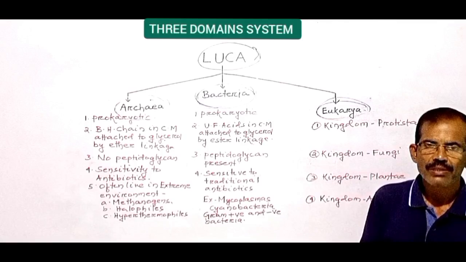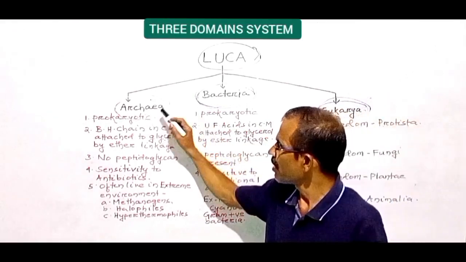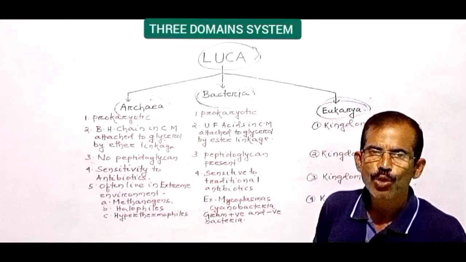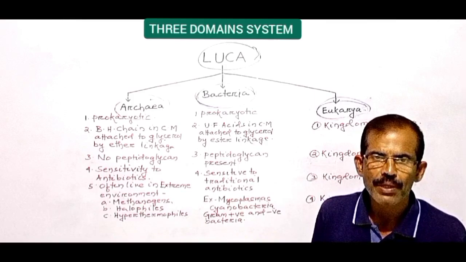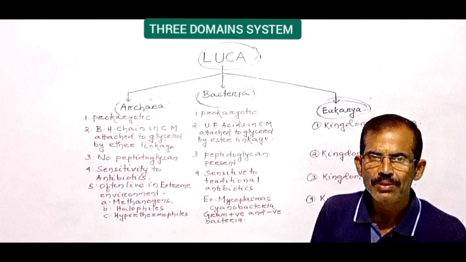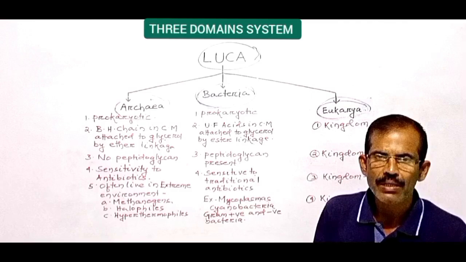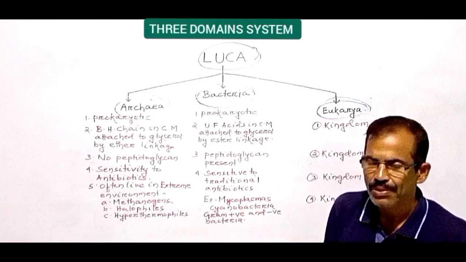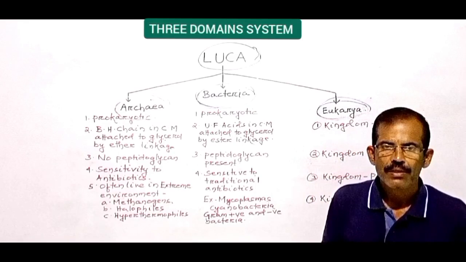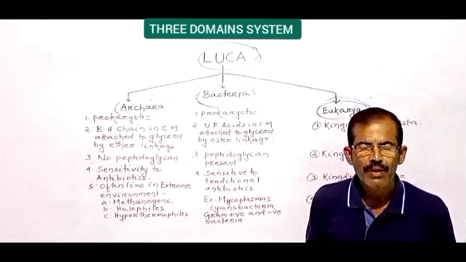Now let us know the general characteristics of these different domains. First, archaea. Archaea are prokaryotic. This domain includes some of the most primitive prokaryotic organisms. Archaeal cell membrane consists of branched hydrocarbon chains that remain connected to glycerol by ether linkage. Peptidoglycan is absent. Instead, the archaeal cell wall consists of pseudopeptidoglycan.